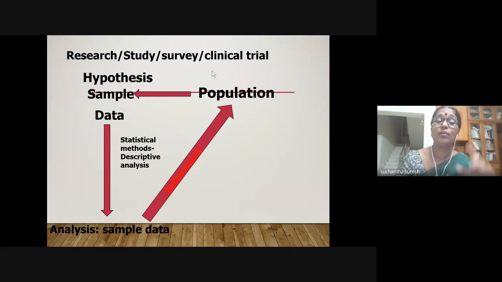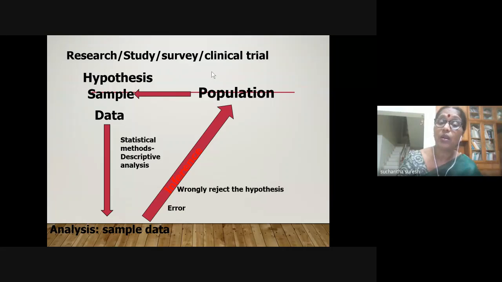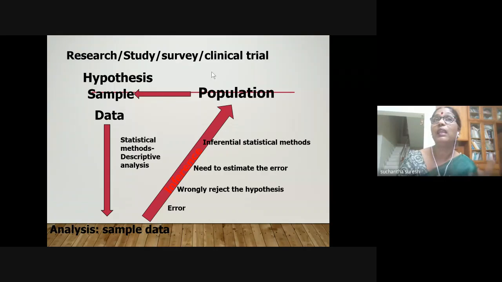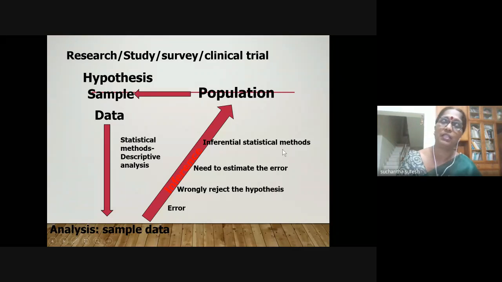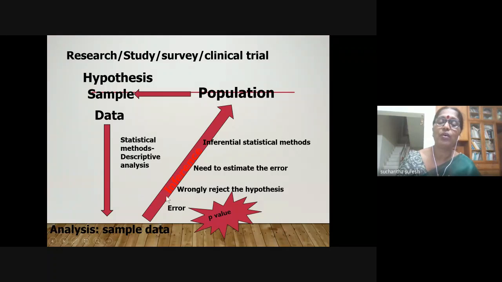Because of my sample, there may be error in the sample. Maybe, I'm not saying yes, there is error. There may be an error. Because of the error, I might wrongly reject the hypothesis. So it needs to be estimated. What needs to be estimated? Error needs to be estimated. So I need inferential statistical methods. This error is what you call a p-value, dear friends.